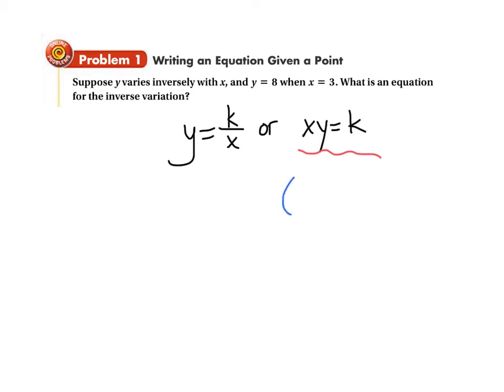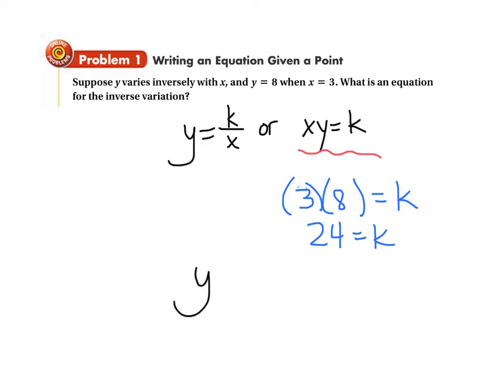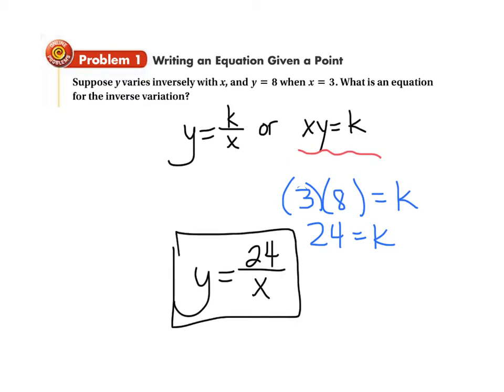So we're going to plug in our x and our y and get the value of k. Our x is 3 when our y is 8. Multiply them, we get 24. The constant of variation is 24. So to write your answer for the problem, write y equals the constant of variation over x, y equals 24 over x. And this is the equation for that inverse variation.